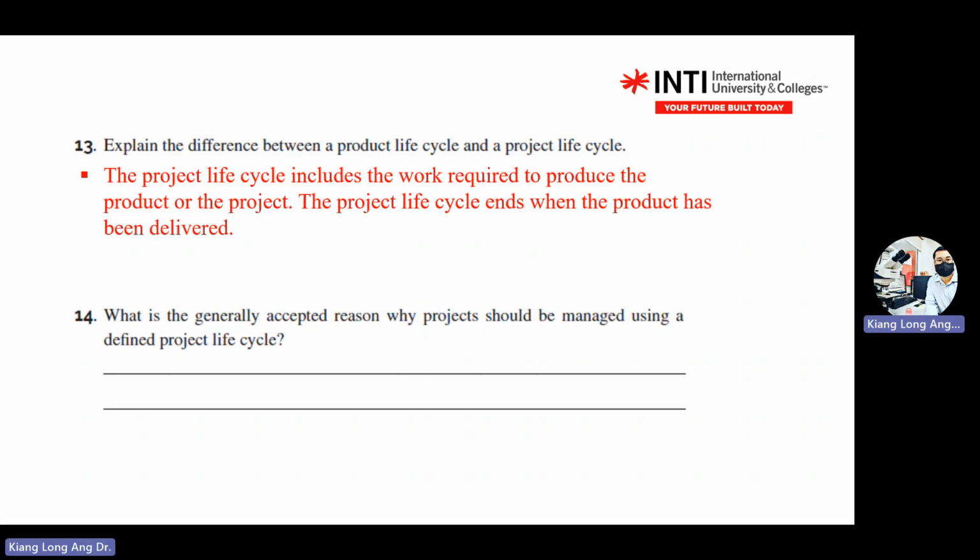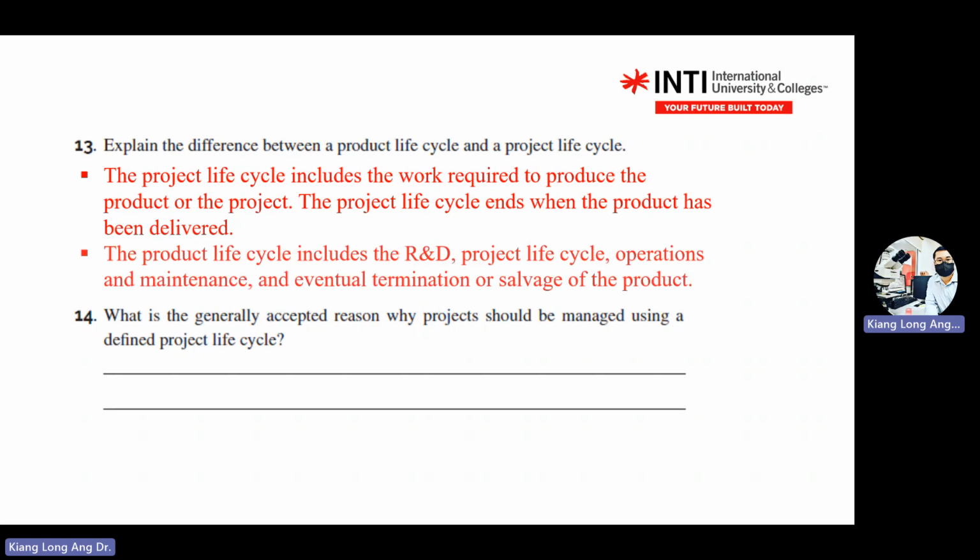So you talk about the time frame. Right? In the definition of project life cycle, you are referring to works, and the life cycle ends when you have already delivered the products. What about the product life cycle? Product life cycle includes R&D, project life cycle, operation, maintenance, and eventually termination of the products. So product life cycle has a bigger scope compared to the project life cycle.